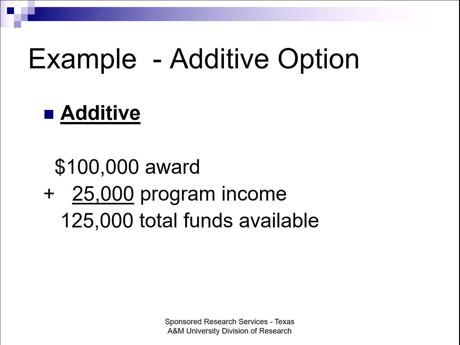This is an example of the additive method. The federal award amount was $100,000. The recipient earned $25,000 of program income. This is added to the federal amount of $100,000 to have a total of $125,000 that are available for the program.